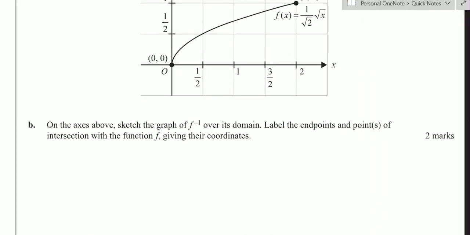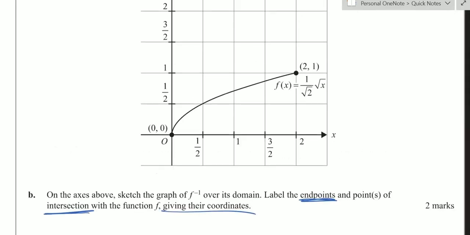So now we have to sketch f inverse x. We have to label the endpoints and the points of intersection and give their coordinates. So label the endpoints. We know the endpoints are going to be the switched versions of the endpoints of f(x). So for f inverse x, this would be (1, 2). For f inverse x, this would be (0, 0). It doesn't really matter because both numbers are the same.